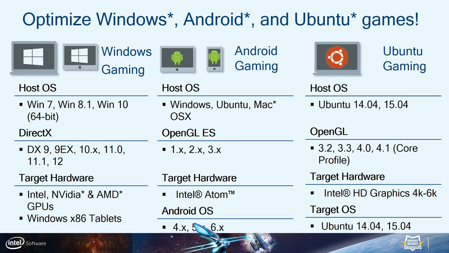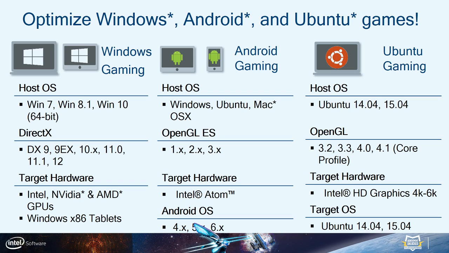So for Windows gaming, we support Windows 7, 8.1, and 10 on the host OS and on the target as well. For DirectX, we support 9 through 12. We actually do have some pretty good DirectX 12 support, which is what I'll be showing you in the demo today. I don't want to go through a ton of slides, so we'll jump into the demo as soon as possible, but we'll be showing a DirectX 12 game today, highlighting some of our new DirectX 12 profiling features. For target hardware, we support Intel GPUs, obviously. We also support NVIDIA and AMD GPUs.